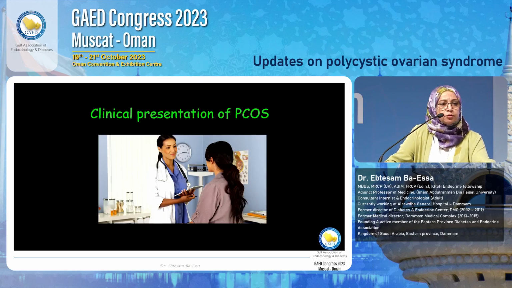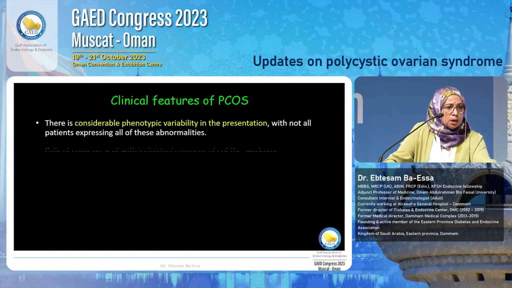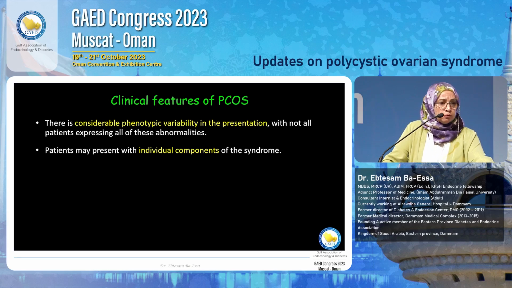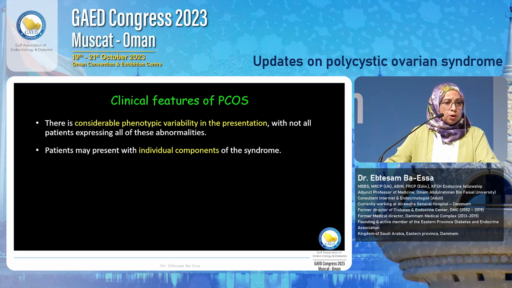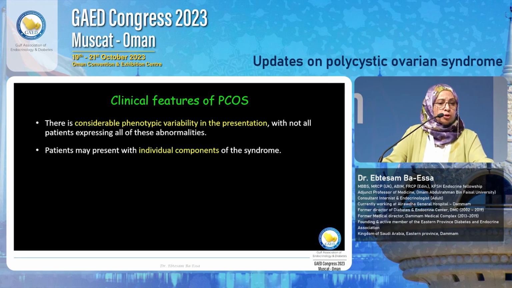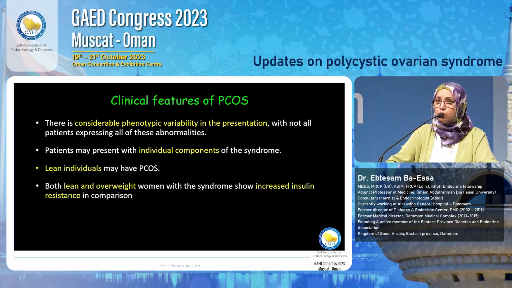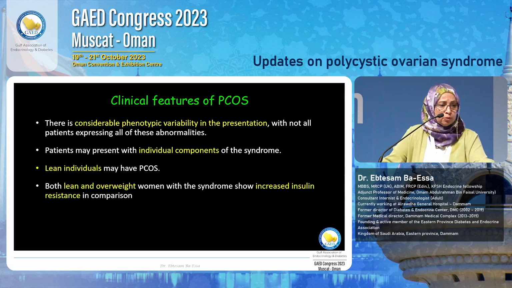So now let us move to the clinical features of polycystic ovary syndrome. Before we start, we have to note that considerable phenotypic variability occurs in the presentation. Some patients may have an individual component. Some patients may have more than one component. And a lean individual can also have polycystic ovary disease. It's not a disease of obese people.